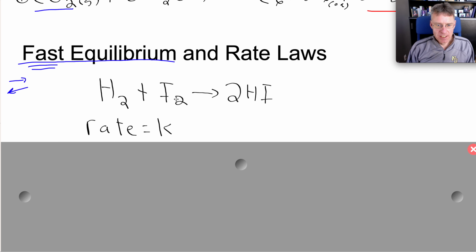So hydrogen plus iodine can react and make 2 hydrogen iodide. All of these are gas phases, but I'm going to leave my states out to speed up the writing. Okay? And it turns out the rate law is a rate constant times the concentration of hydrogen times the concentration of iodine.